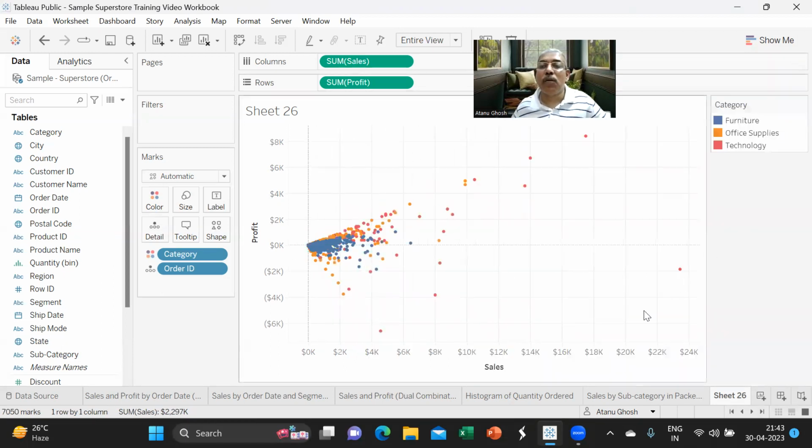So we can see how to make a scatter plot that shows the relationship between two measures, sales and profit in this case, analyzed across any one dimension. Usually the dimension should be picked such that it has a large number of values. Otherwise, the scatter plot will not be effective.